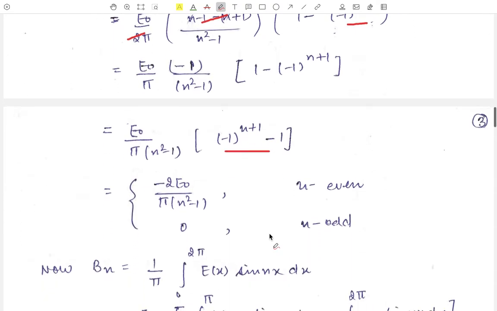Okay. Now we'll use the even and odd values of n. For the even value of n, what will happen here? Some even value plus 1 is an odd value, and (minus 1) raised to power an odd integer is minus 1, therefore this will be minus 1 minus 1, that is minus 2, and we get minus 2 E naught upon pi into n squared minus 1 for the even value of n. And for the odd values of n, here we'll get an even value, and that will be equal to 1, and here it is minus 1, therefore this 1 will cancel out this minus 1, and we get the result equal to 0. Okay.